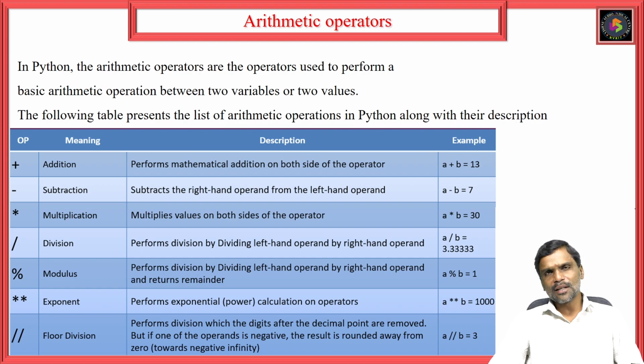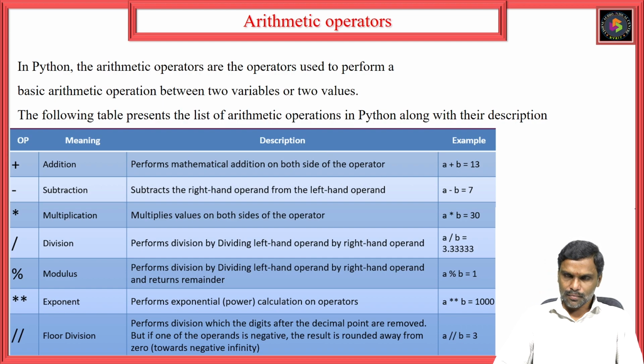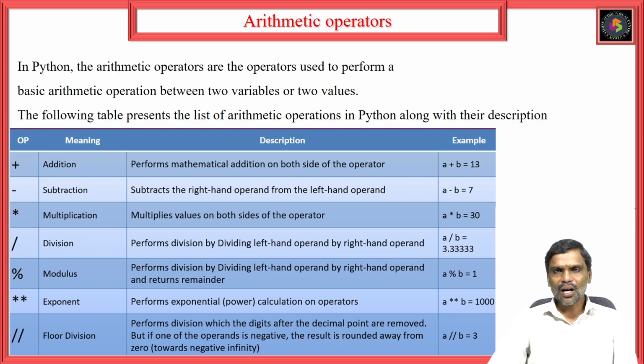We are very familiar with arithmetic operators. The basic operators of mathematics are called arithmetic operators. They can perform arithmetic operations such as addition, subtraction, multiplication, division, next exponent, modulus, floor division. So what is this? One by one we will be discussing here.